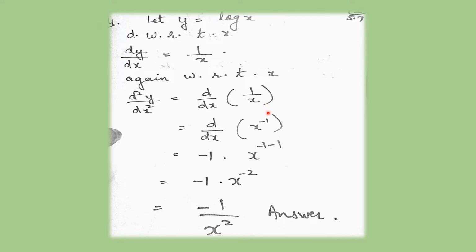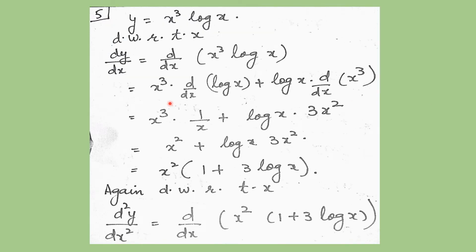Now this 1 upon x can be written as d by dx of x power minus 1. Now which rule you will use? d by dx of x power n is equal to n x power n minus 1. So this minus 1 will come in the beginning and this will be x power minus 1 minus 1. So it is minus 1 into x power minus 2, which can be rewritten as minus 1 upon x square, which is the answer to question number 4. Clear?